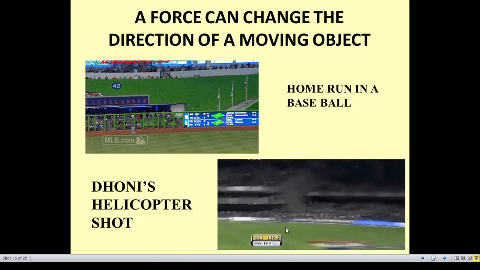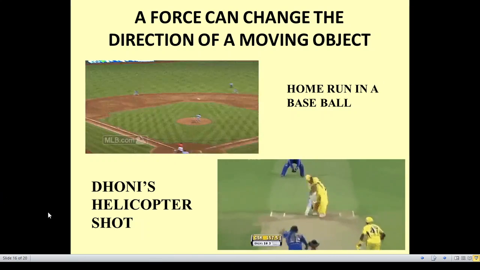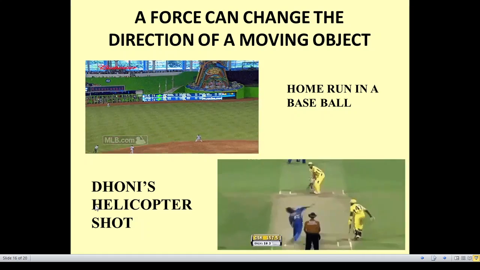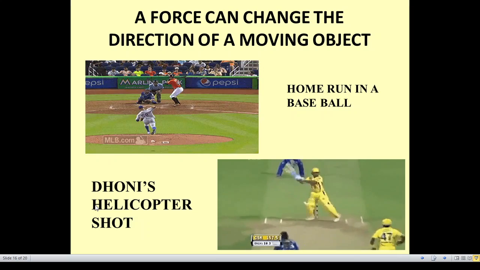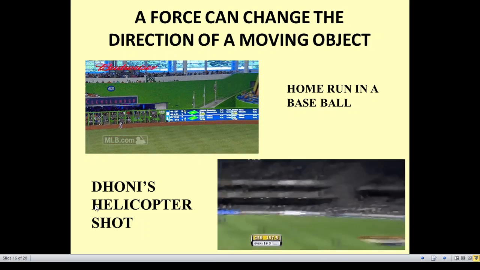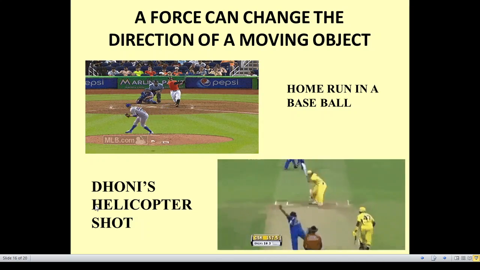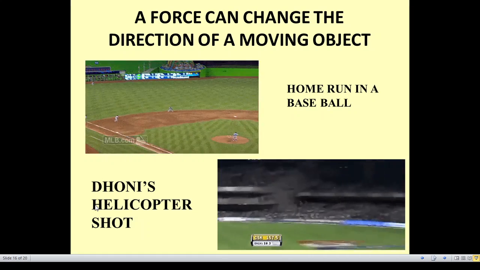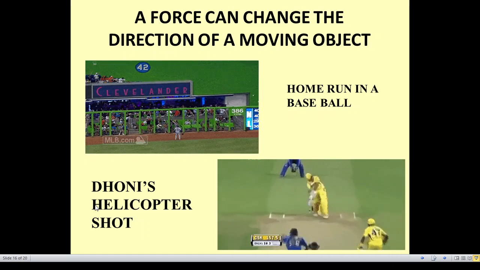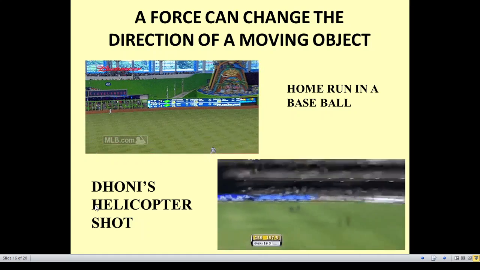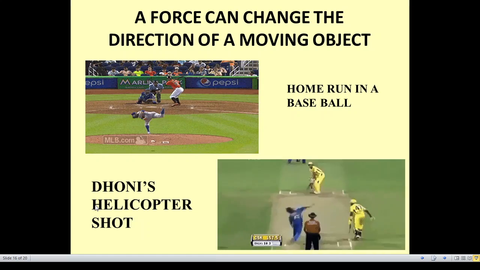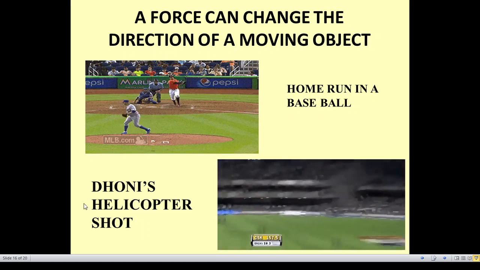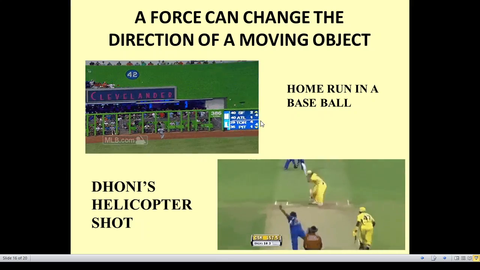And look at this image. That is Dhoni's helicopter shot. He is very famous for his helicopter shot. So it is his signature shot. A fast bowler bowls the ball and he tries to send it out of the stadium. What he basically does is apply a force by using his bat, and therefore the ball goes out of the stadium. So from that we come to know that a force can change the direction of a moving object.